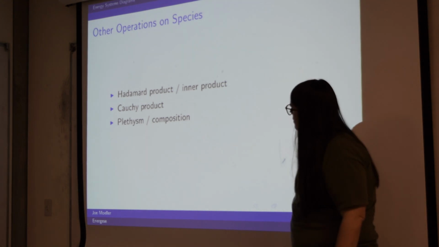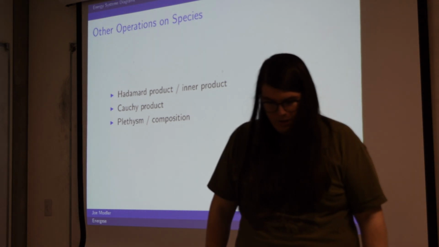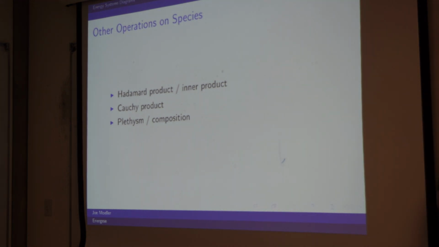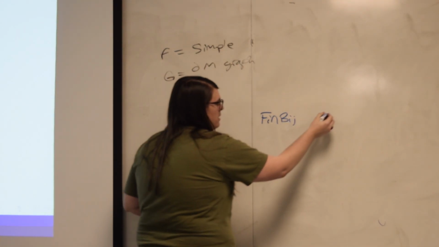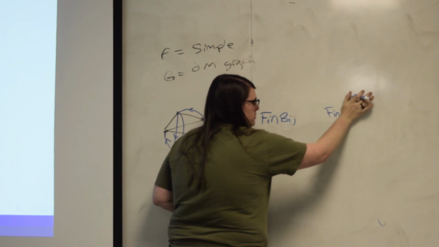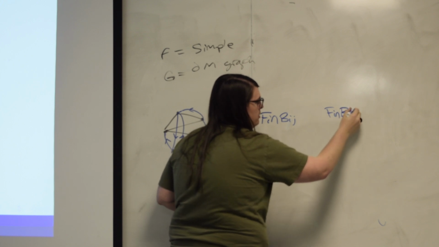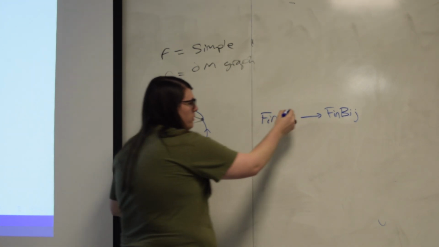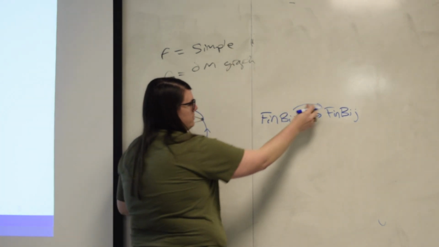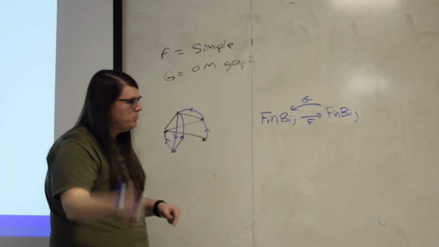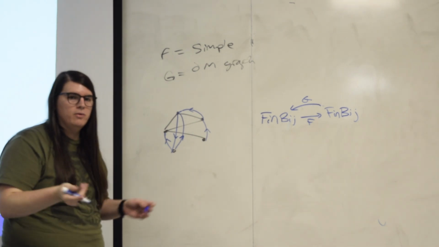Then there's the Cauchy product, and then plethism is particularly interesting, where instead of going from finite sets and bijections to sets in general, you go to FinSet, and then you also don't worry about the other functions, and it's just back to finite sets and bijections. And if you have something like this, and you have another one, then instead of drawing it this way, you could have just written it this way, and then you have two things that you can compose, and that gives you a new one of that.